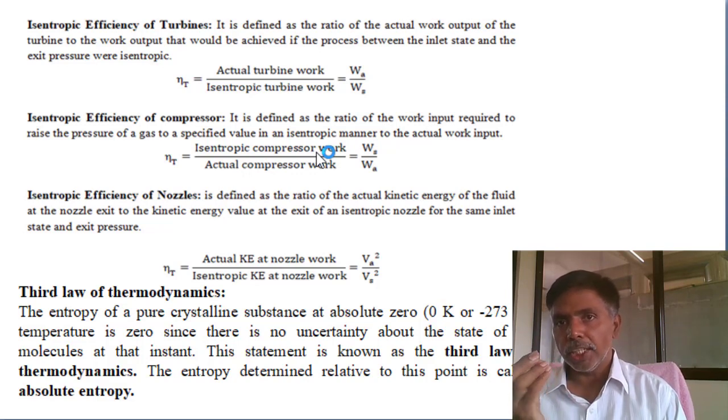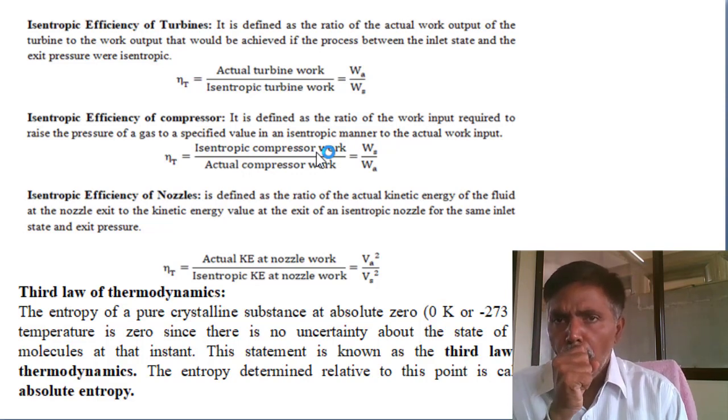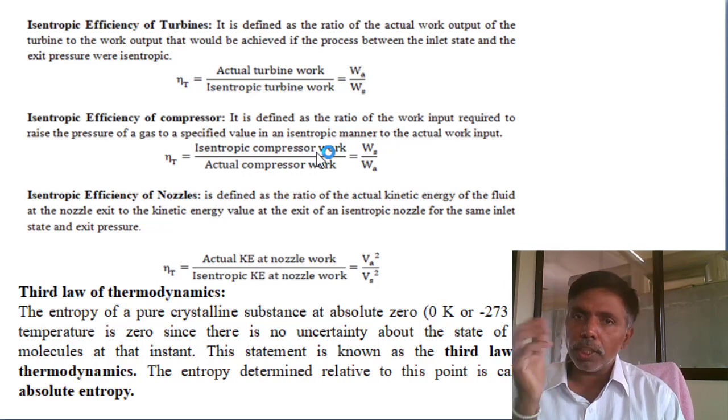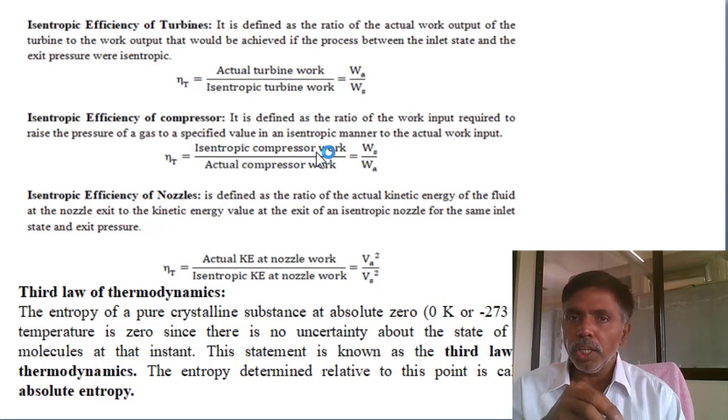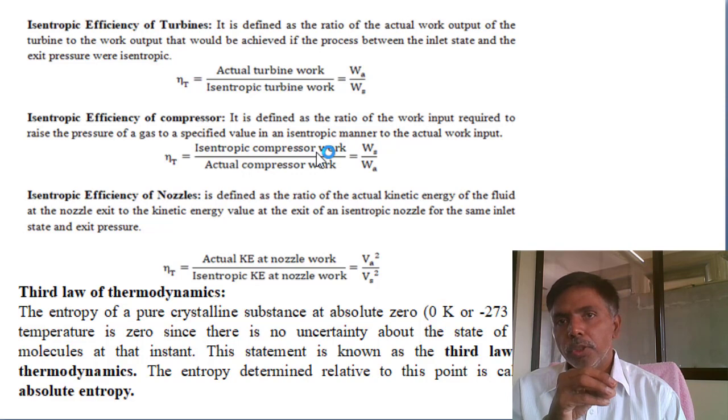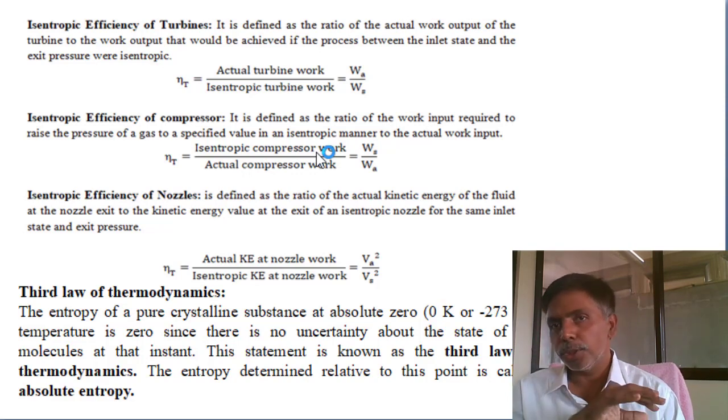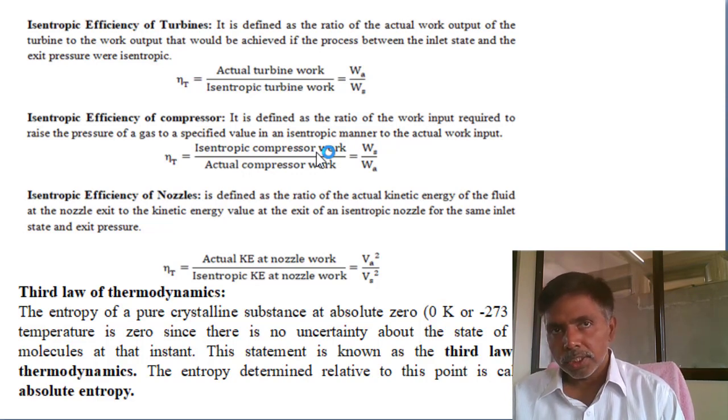Why? Because for the actual work input, we have to add the isentropic work input plus the heat loss also. Then the actual work input is high. Generally the isentropic efficiency of the compressor varies from 75 to 85%.